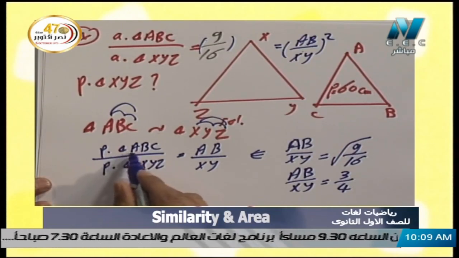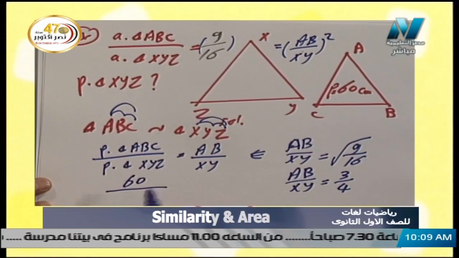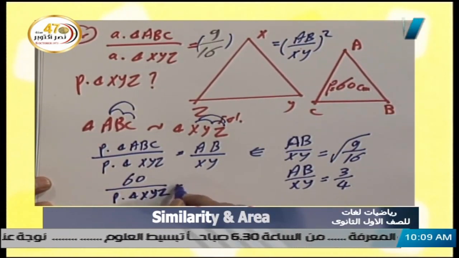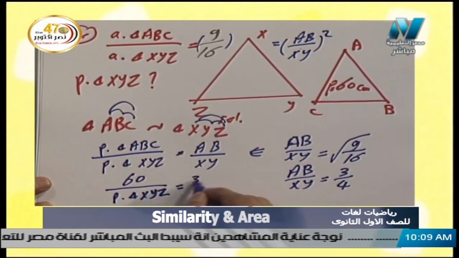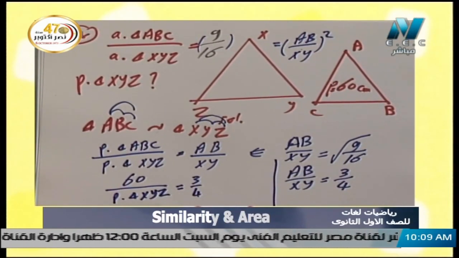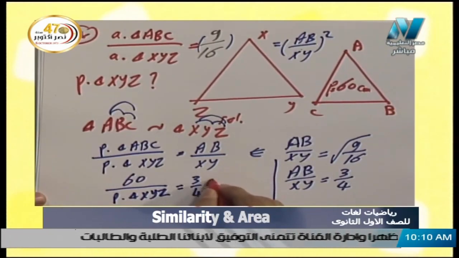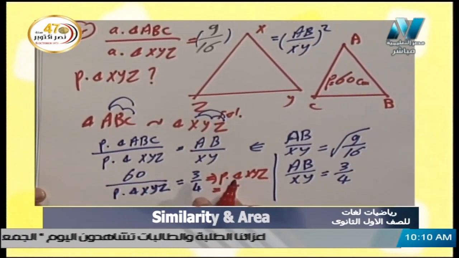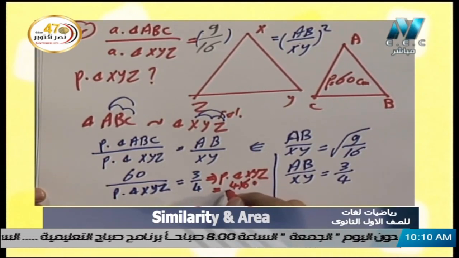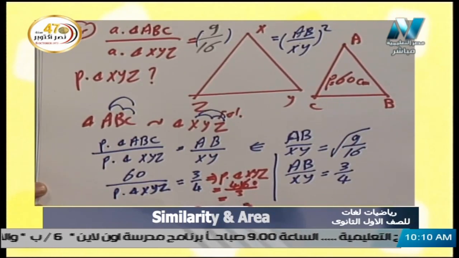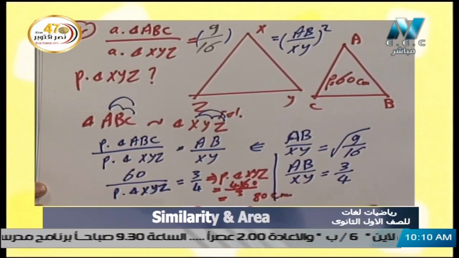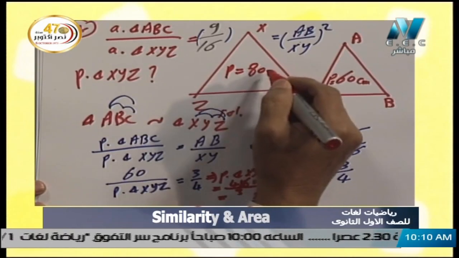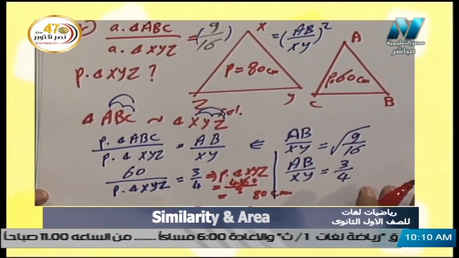Okay, so the perimeter of triangle ABC, which is 60 centimeters, over the perimeter of triangle XYZ equals 3/4, which is one of the ratios. Okay, so to get the perimeter of triangle XYZ, the perimeter of triangle XYZ will equal 4 multiplied by 60 over 3, and the final answer will be 80 centimeters. Okay, so we have now found that the perimeter of triangle XYZ equals 80 centimeters because we used the ratio of area.